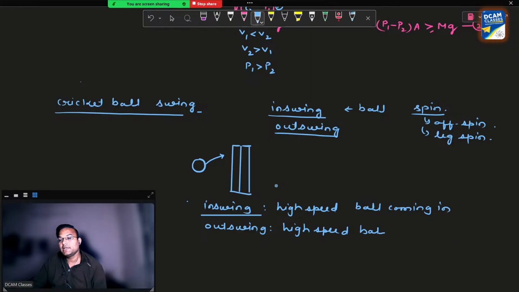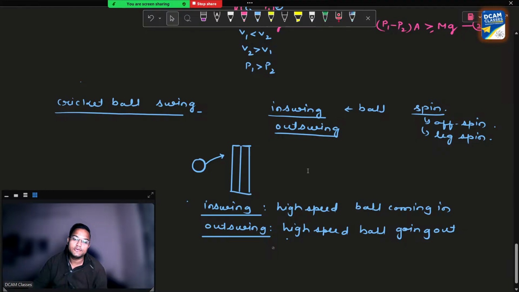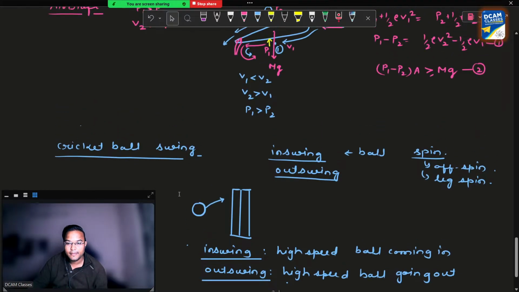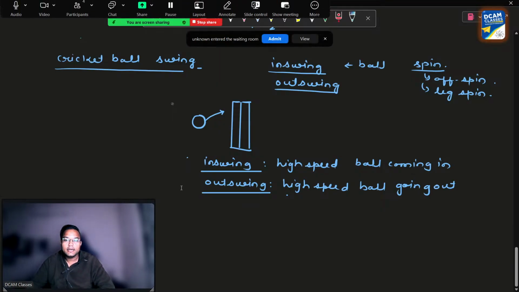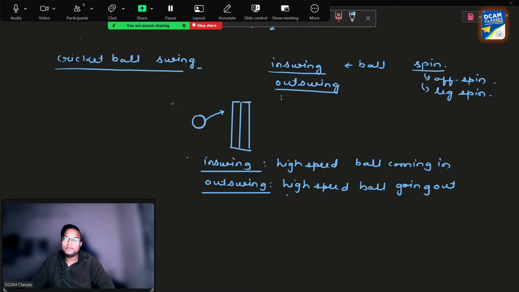Now you must be thinking, why is sir explaining cricket terms to us? I'm trying to explain to you the phenomenon of in-swing and outswing, why it happens. One more thing I'll ask you: if you have ever seen cricket, have you observed this?